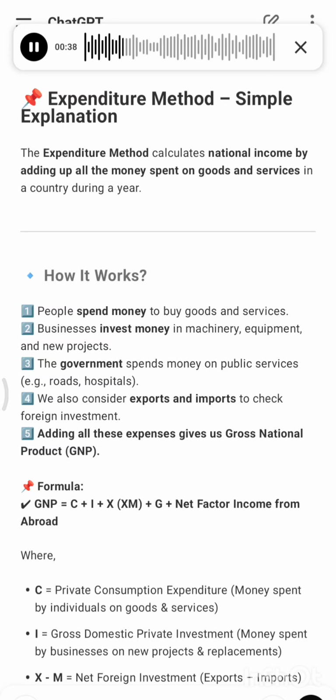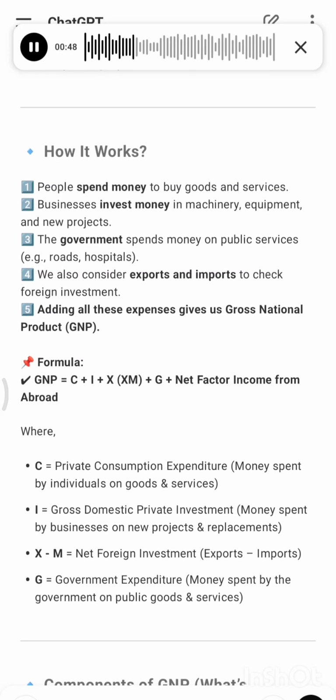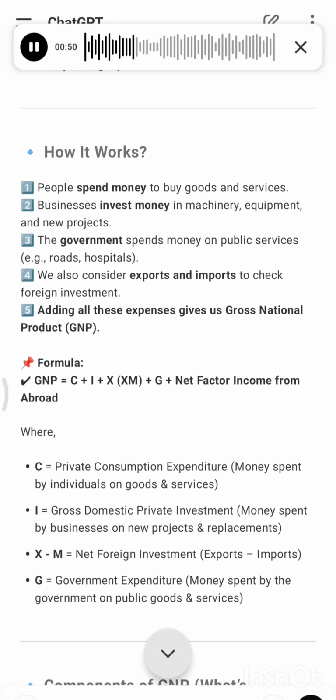Formula, GNP equals C plus I plus X minus M plus G plus net factor income from abroad, where C equals private consumption expenditure, money spent by individuals on goods and services. I equals gross domestic private investment, money spent by businesses on new projects and replacements. X minus M equals net foreign investment, exports minus imports. G equals government expenditure, money spent by the government on public goods and services.